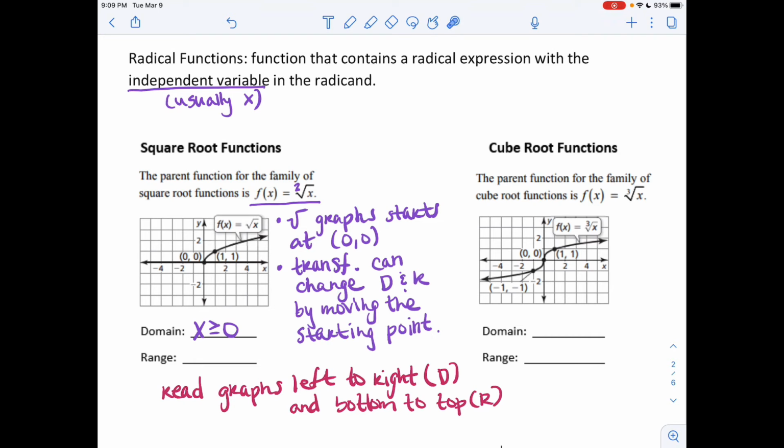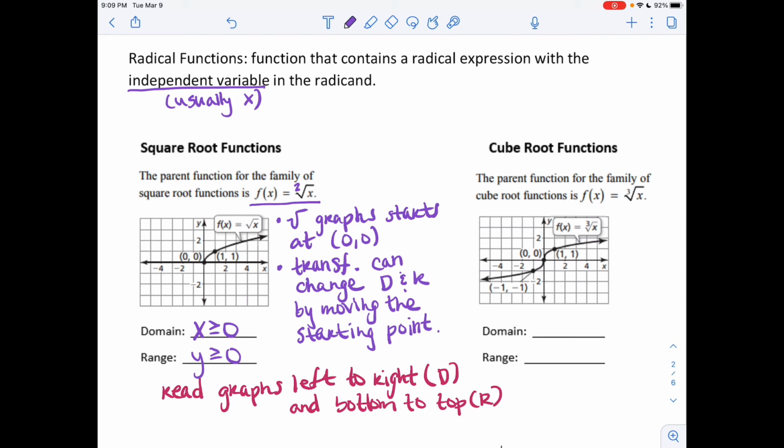Our range, we are going to start at negative infinity, and the first time that I encounter the graph is also at a y value of 0. After I have that y value of 0, you can see that this graph is generally tending to continue up towards infinity. So our parent function will be y greater than or equal to 0 for the range.